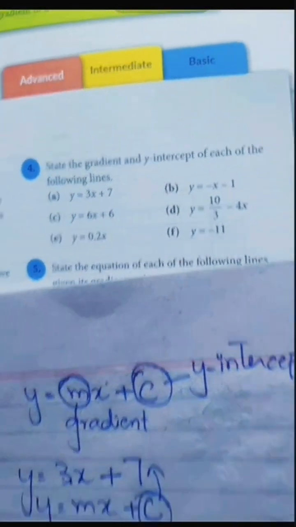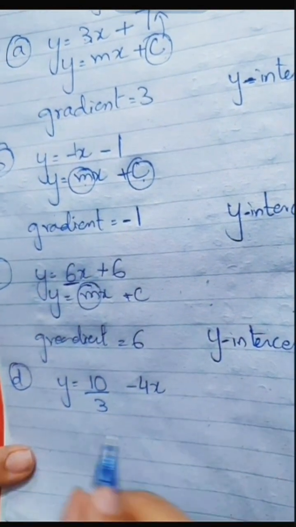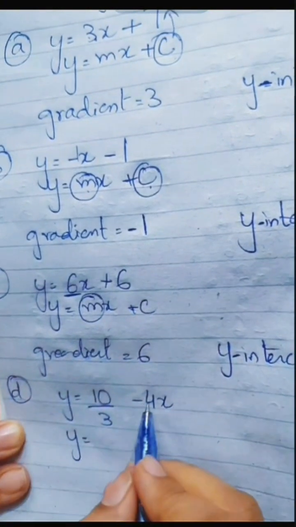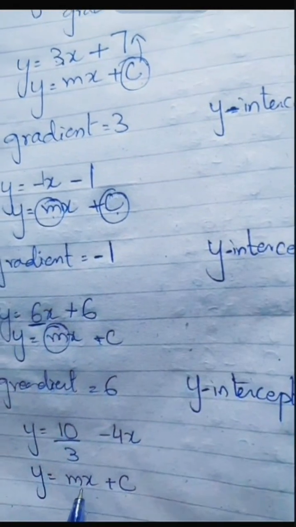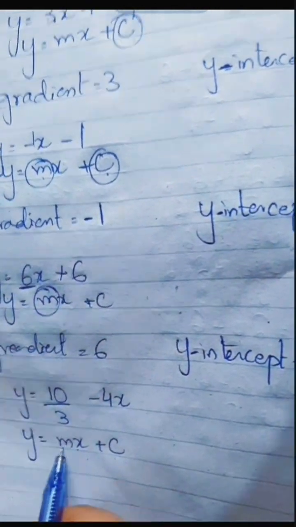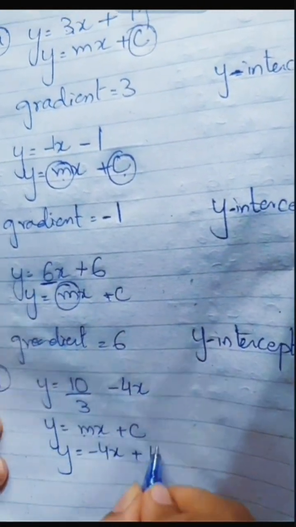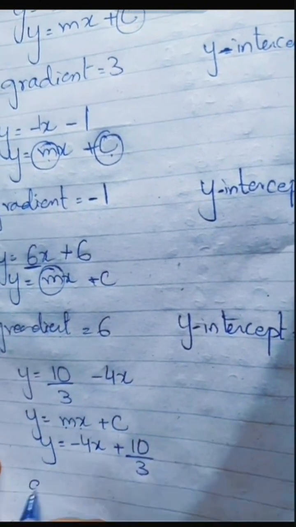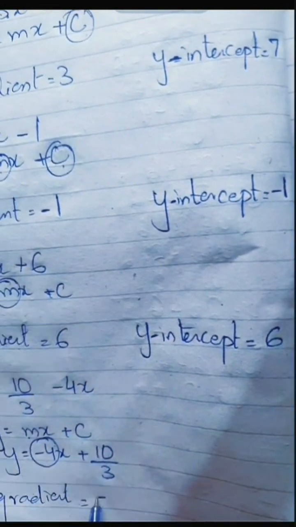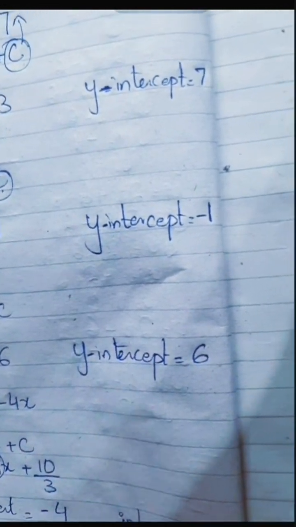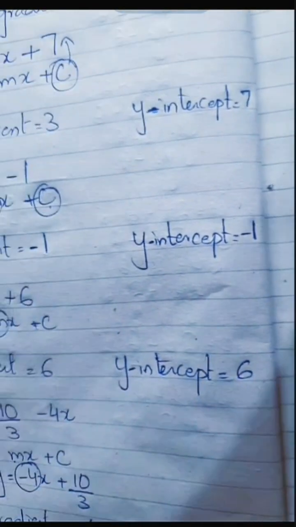Y is equals to 10 upon 3 minus 4x. In this question we have to move the equation little bit. Y is equals to, x is always written over here to find out the value of, see this is the formula, x वाली term हमेशा पहले होती है, so we have to write down minus 4x plus 10 over 3. So gradient over here is, this is the gradient, this is minus 4, y-intercept is, it is 10 upon 3.